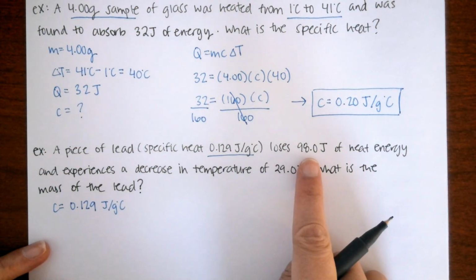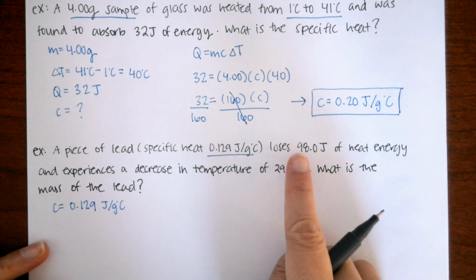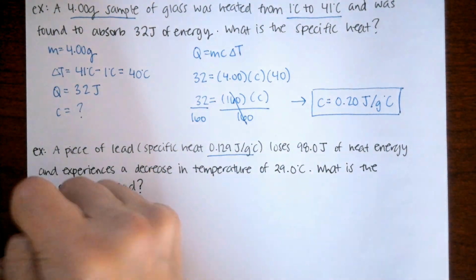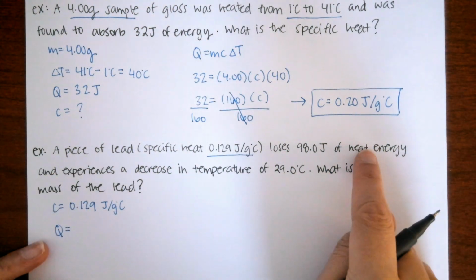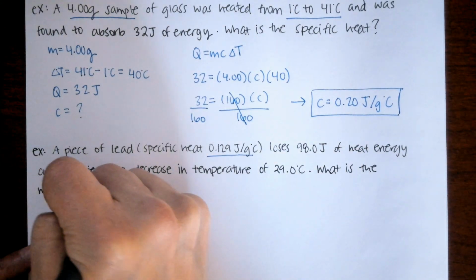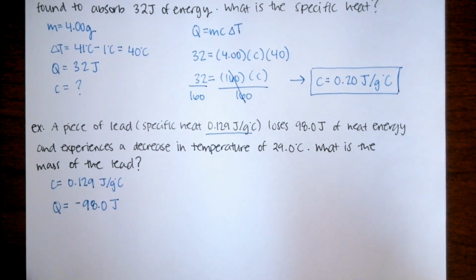The key words are very important here. It says loses heat energy. So when energy is being lost, my Q value will have to be negative. It doesn't say negative 98, it says loses 98 joules of heat energy. So my value would have to be negative 98, because the energy goes down.